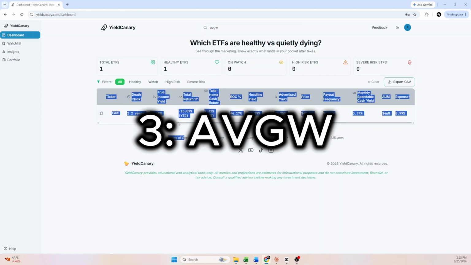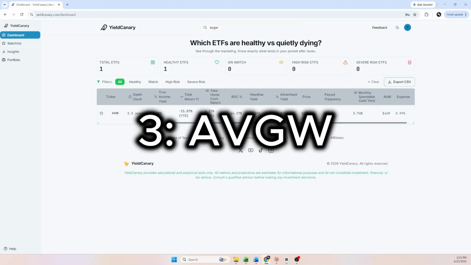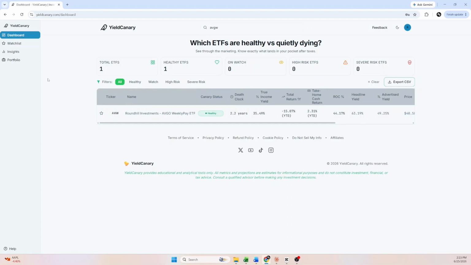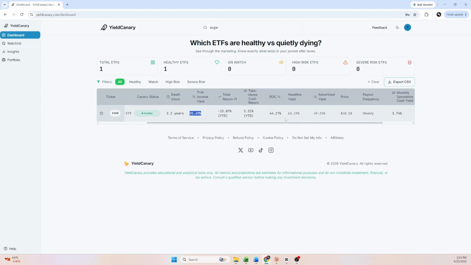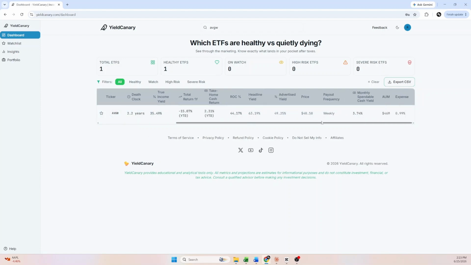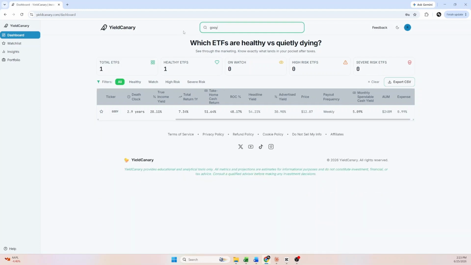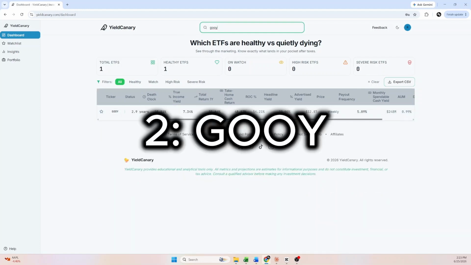Number 3 on the list is AVGW. And this one is also a Roundhill fund, the AVGO weekly pay. True income yield of about 35.5%. The return of capital, ROC, is sitting at about 44%. And we have a monthly spendable cash yield at 3.74%.